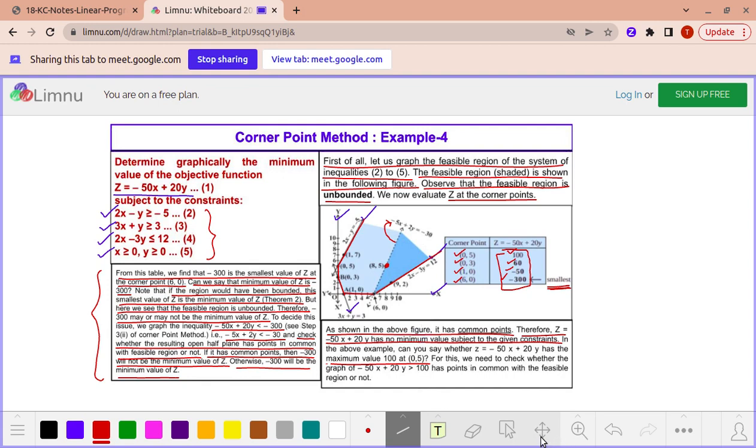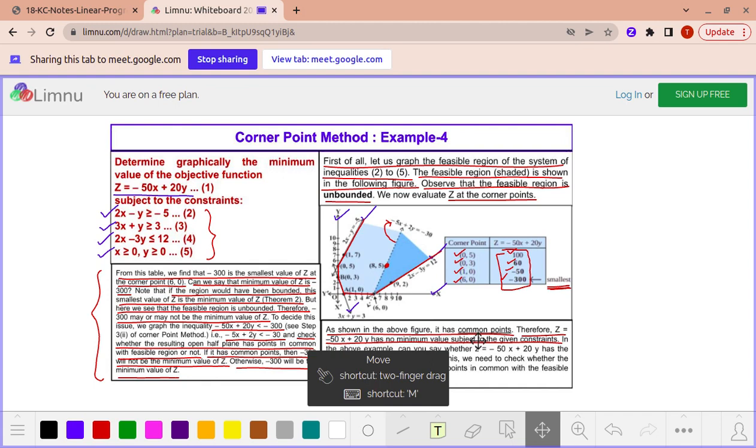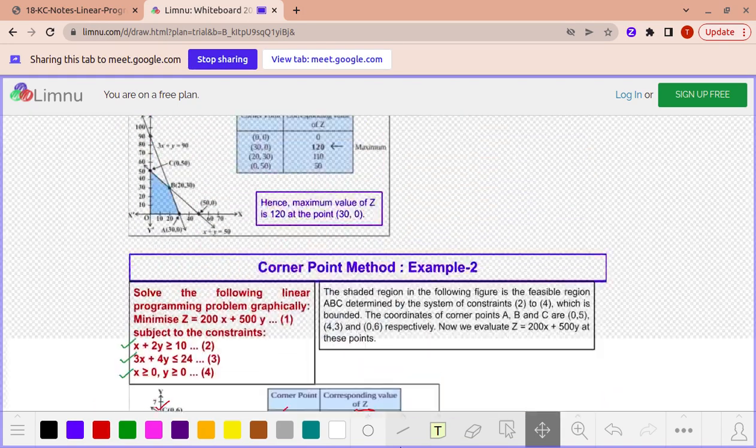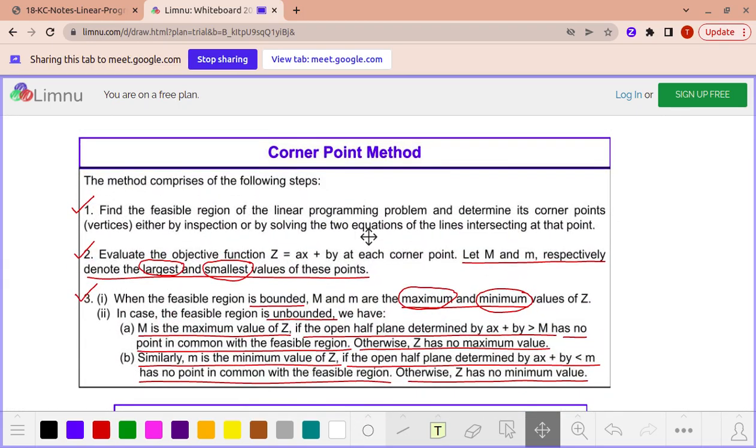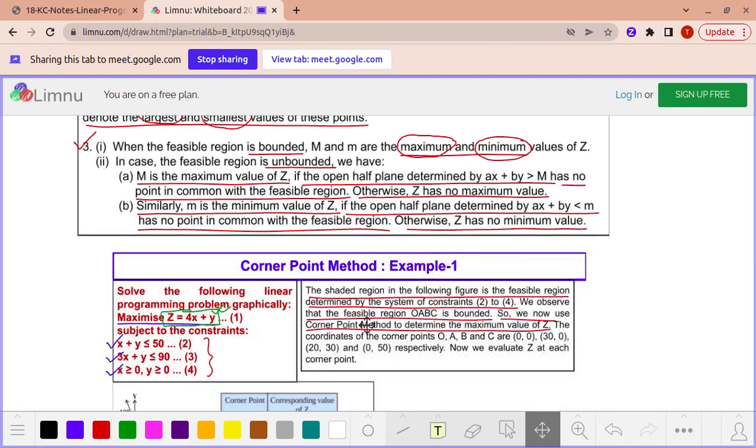Now let me go to the next example, the example 5. Before going to example 5, I will suggest you, after going through all this, you can revisit the corner point method, whatever I mentioned earlier. So this is the corner point method. You can revisit it at your own time, at your own pace, and then you will realize that you understand the steps involved in the corner point method very well after discussing all these 4 examples.